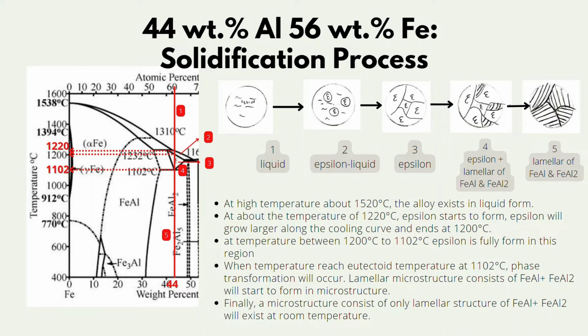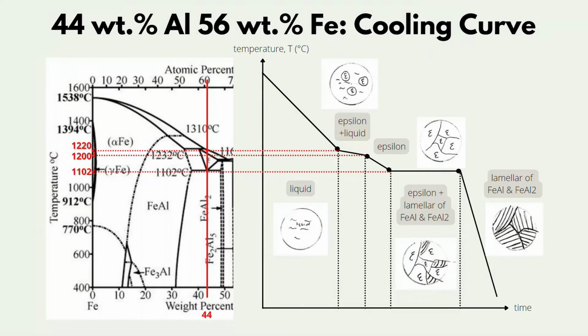If we take a closer look at the microstructure drawn at point 4, FeAl and FeAl2 will be arranged alternately. This is what we call lamella, which I discussed earlier. Now, to have a better understanding, let's take a look at this cooling curve. As the temperature decreases along this line, only liquid will exist. Then, once the temperature decreases to 1220 degrees Celsius, epsilon will start to form in the liquid. Then the temperature will decrease along this line and the epsilon will grow larger and larger until it reaches a temperature of 1200 degrees Celsius.